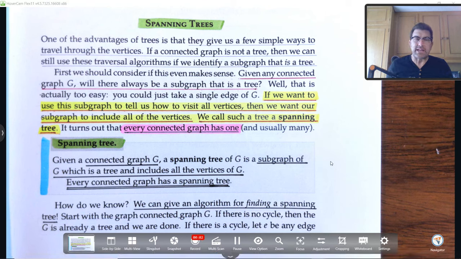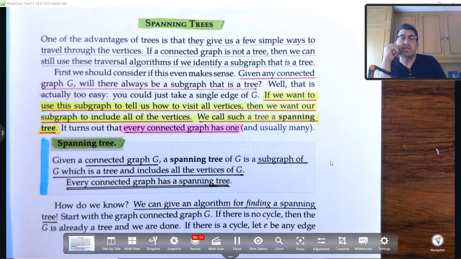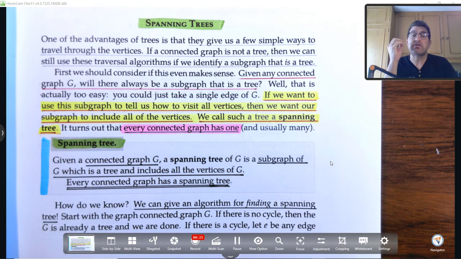Okay, welcome back. Today, as promised, we're going to look at spanning trees. We'll remind ourselves about the graphs in a second. So one of the advantages of trees is that they give us a few simple ways to travel through a set of vertices in a graph. If a connected graph is not a tree, then we can still use these traversal algorithms that we're going to learn about if we identify a subgraph that is a tree.